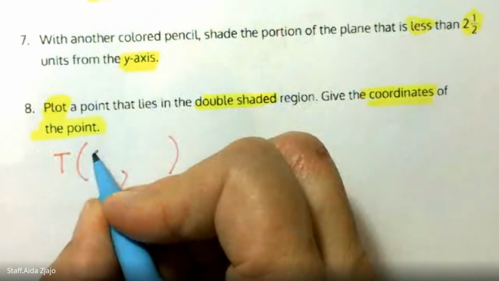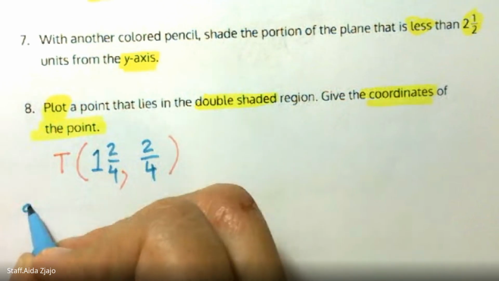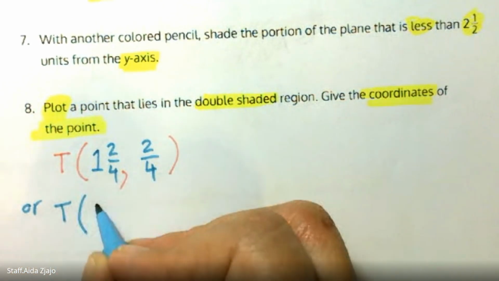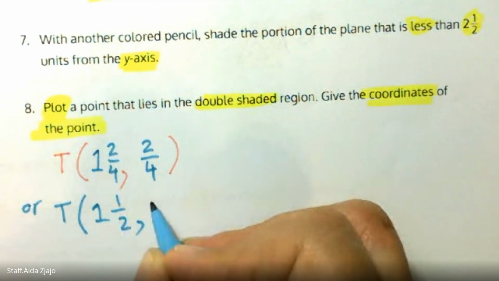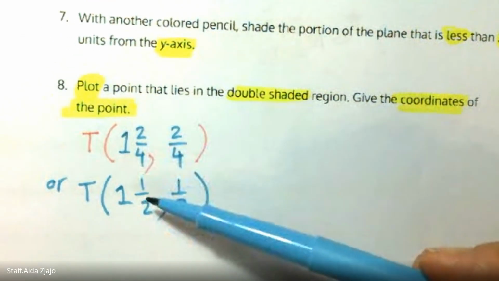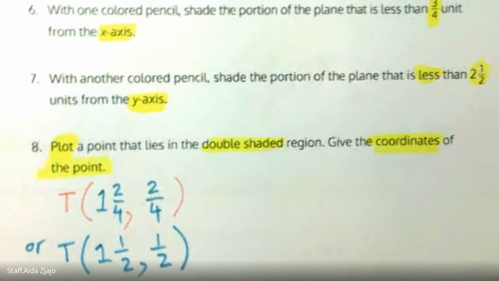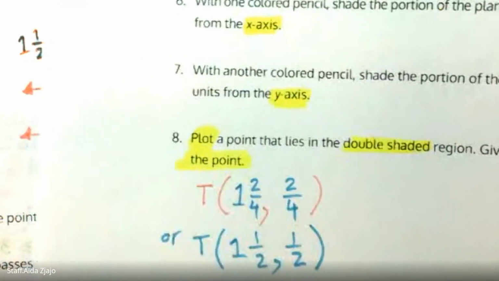Okay, let's go back and write that point. So I said it could be 1 2/4 with 2/4, or T is also 1 1/2 with 1/2, because 2/4 is the same as 1/2. All right, that should be all 8 questions in the exit ticket. That is grade 5, module 6. Let me make it smaller so you can see.